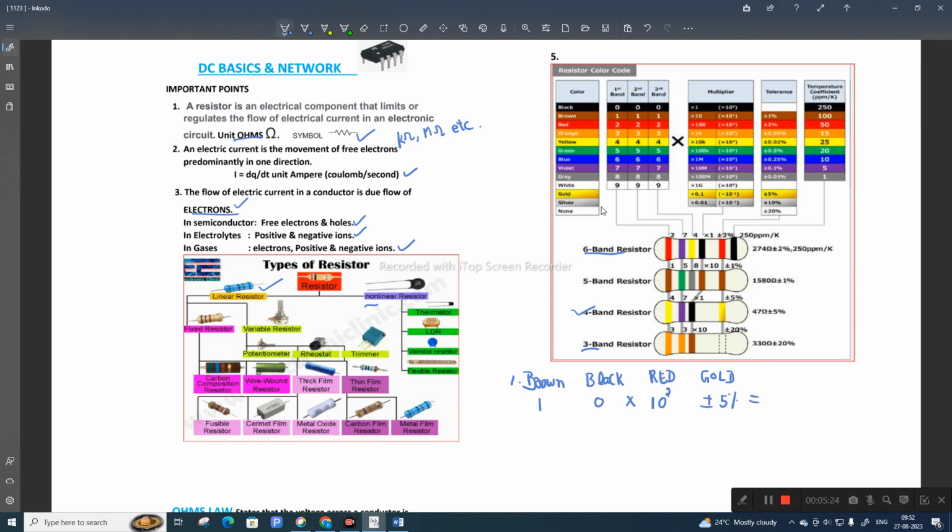So the value of this is 1000 ohms plus or minus 5%, which is equal to 1 kilo ohm plus or minus 5%. So this is the answer for this. I'll mark a highlighter on this for better clarity.